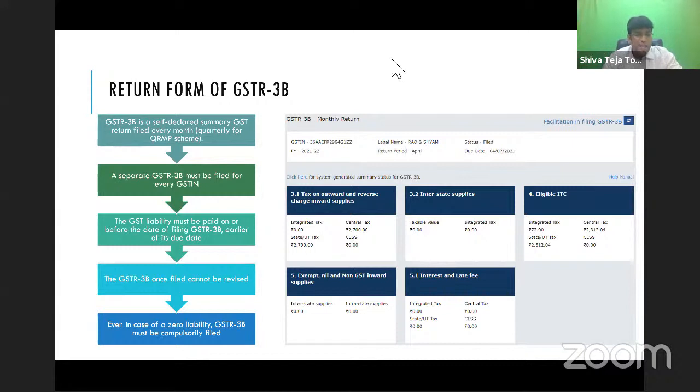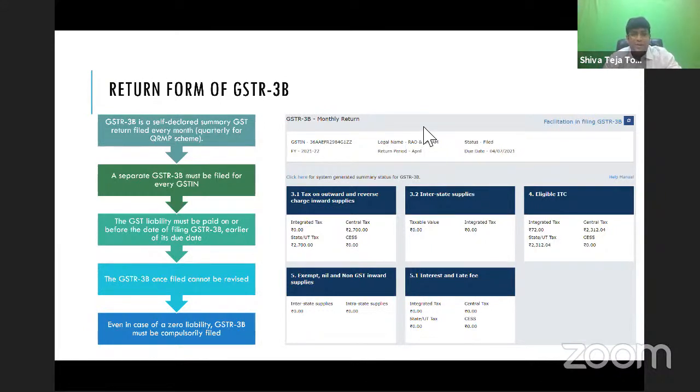Next point. GSTR 3B once filed cannot be revised. Of course, whatever we filed once in 3B cannot be revised, my dear friends. Then, even in case of zero rated liability, 3B must be compulsorily filed. If there are no transactions, then file a nil return, but you have to file.